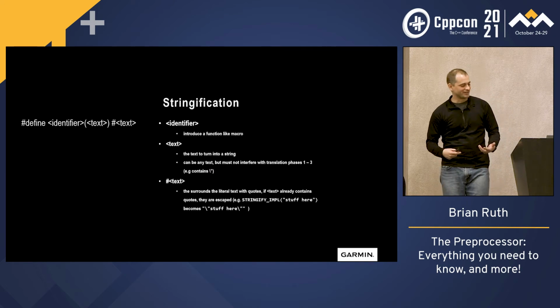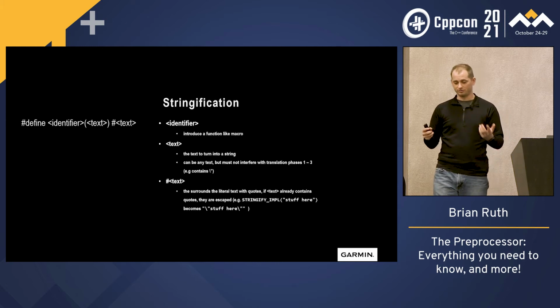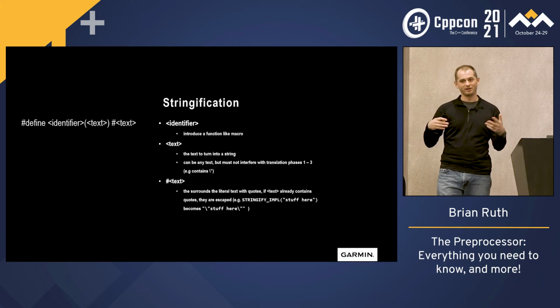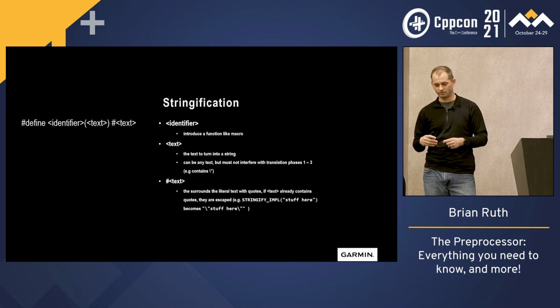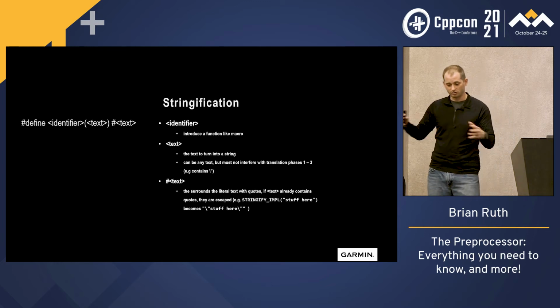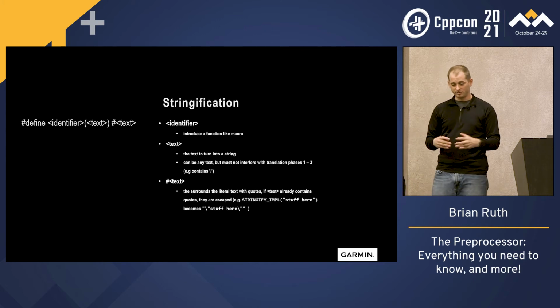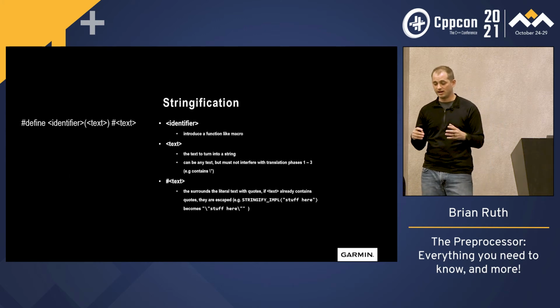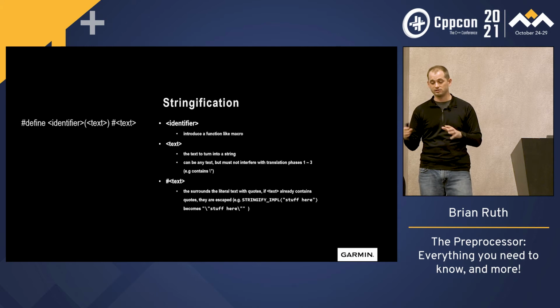So what stringification does is it takes an identifier to introduce what you're going to do. This is going to be kind of like a function-like macro identifier. And it's going to take a text to turn into a string. So this can be any text, but it can't interfere with translation phases 1 through 3.